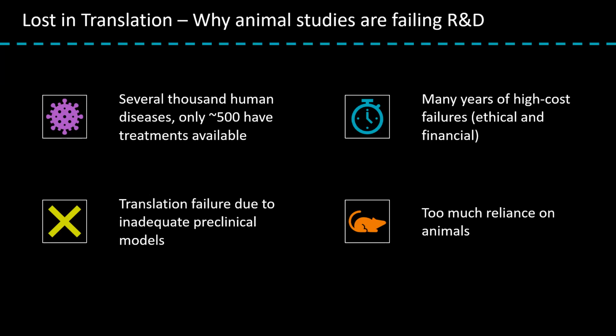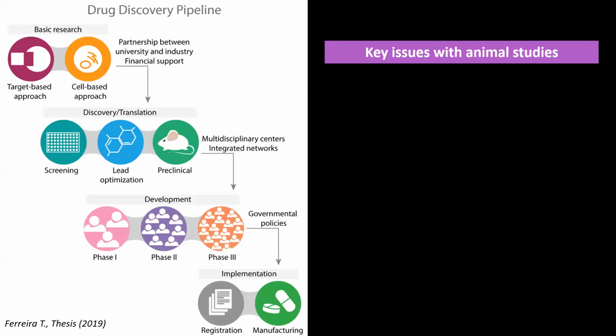At Animal Free Research UK, but also for a lot of other biomedical stakeholders, the reason for this high failure is the too high reliance on animals. And if you look at the drug development pipeline, animals are actually being used in both the basic research and also the preclinical studies, so to test the efficacy and the toxicity of drugs before being tested in human, in what we call the clinical trials.